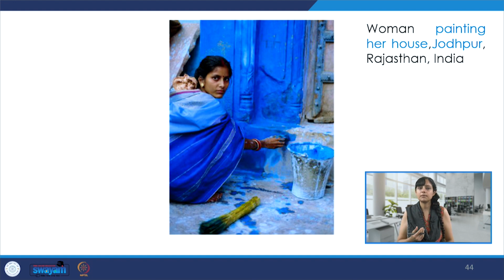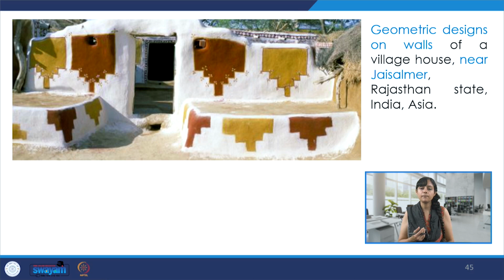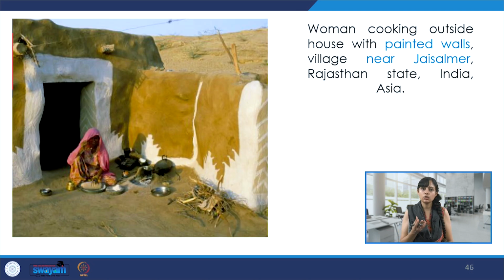This is another example that we see over here. We see a lot of geometric designs, sometimes non-geometric designs, motifs and patterns on these houses. This one is from Jaisalmer, and it uses some beautiful color pigments, and these get accentuated against the backdrop of white.